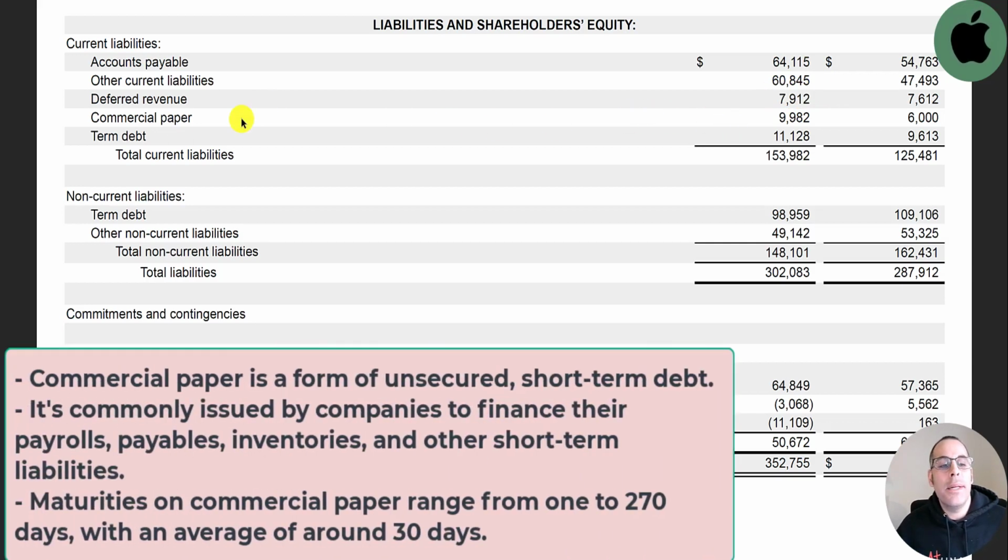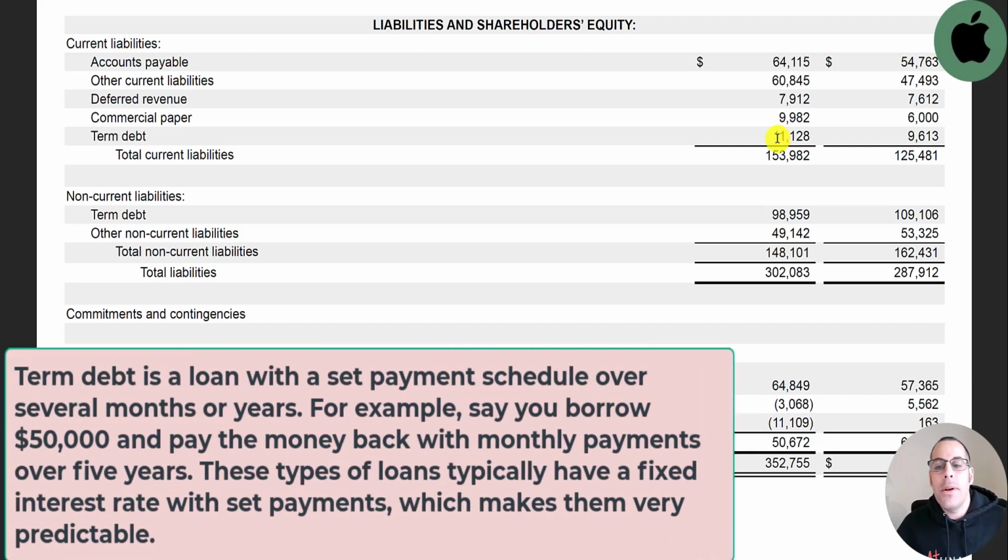Lots of big companies use commercial paper to fund expenses like payroll. This is short-term debt, usually between 1 and 9 months. And they have $10 billion of commercial paper, $11 billion of term debt, and you could see they have $99 billion of term debt and non-current liabilities. So this debt is due within 12 months. This debt is due after 12 months. So if you want to get a little more information on this, you can just search this dollar amount.